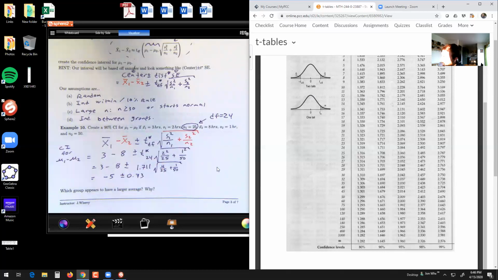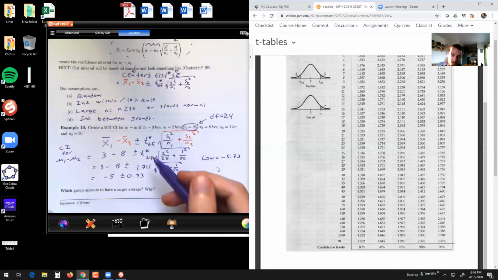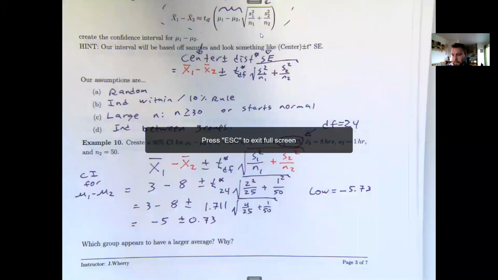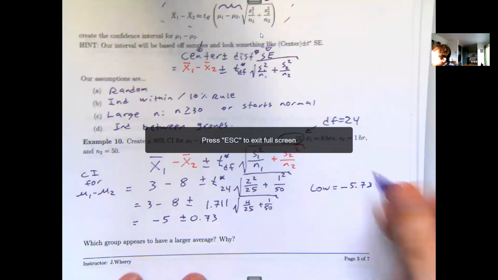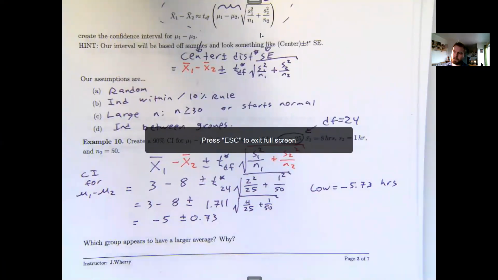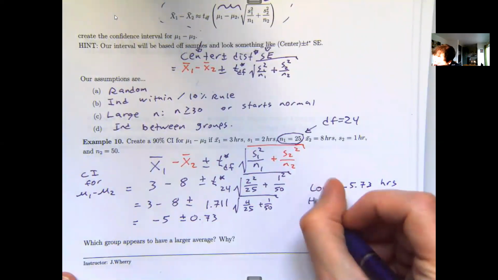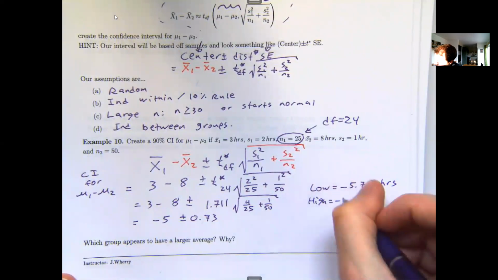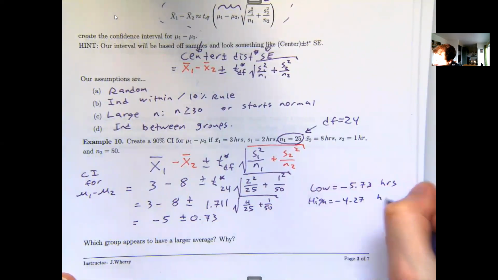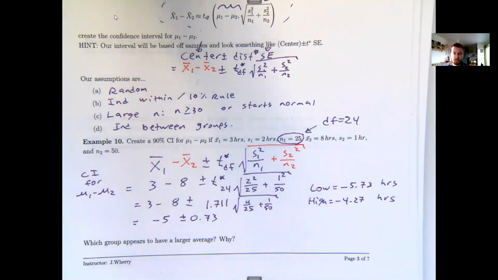Doing this once with the minus is going to give me a low value of -5.73. Looking at the problem, I'm noticing that my units for this are hours. So this is -5.73 hours. Doing this with the plus, -5 plus that 0.73, this gives me a high value of -4.27. Those units are also hours.